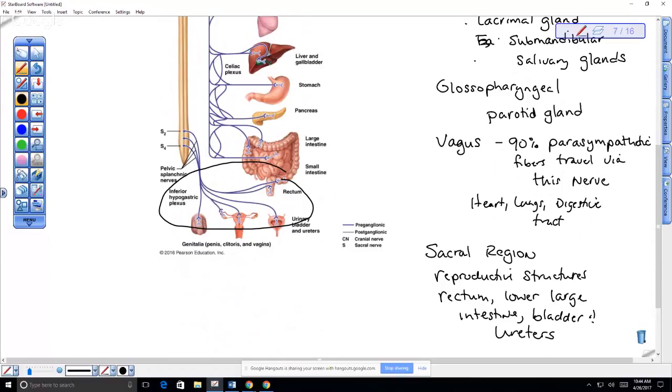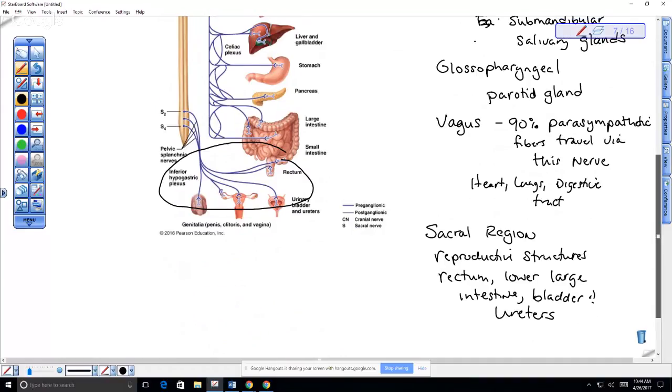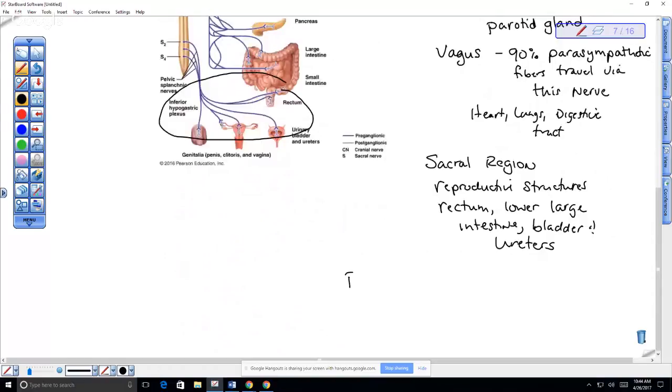So when we look at the reproductive structures, it also innervates the external genitalia in the male and the female. And so it is the parasympathetic division in the reproductive response that initiates erection. So parasympathetic is responsible for erection in the penis and the clitoris.